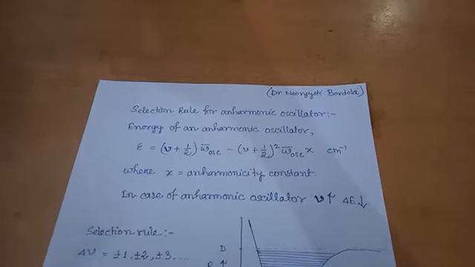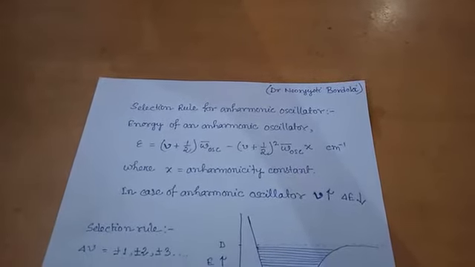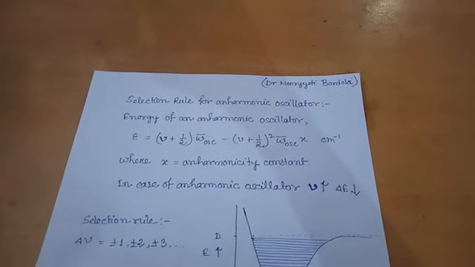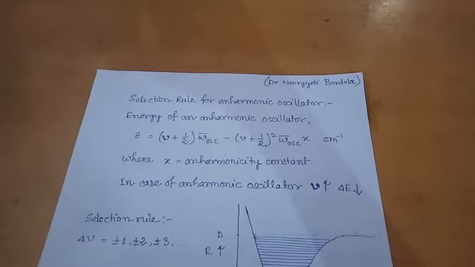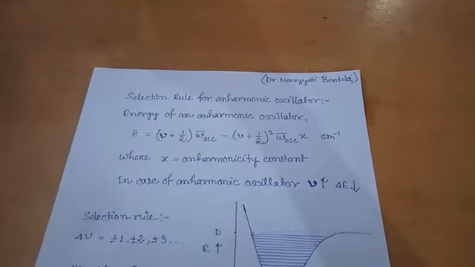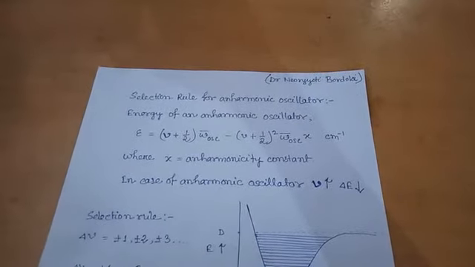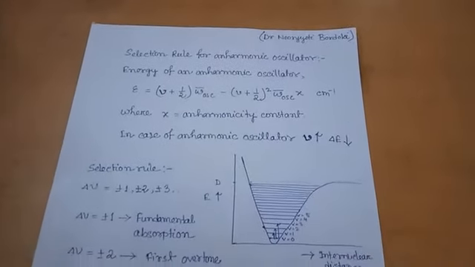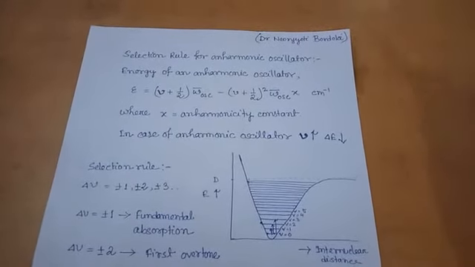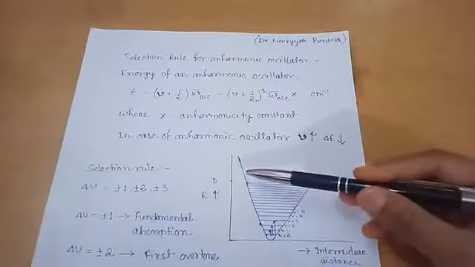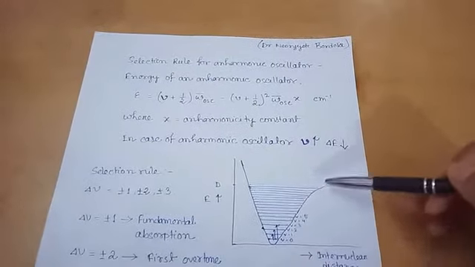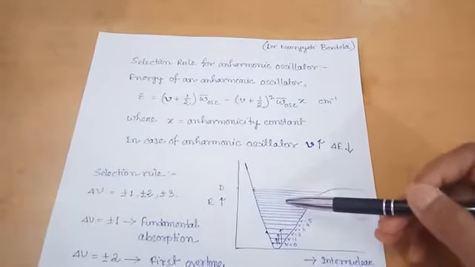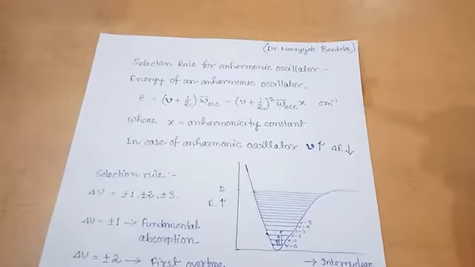First, the energy expression of the anharmonic oscillator is epsilon_v = (v + 1/2) omega-bar_e minus (v + 1/2)^2 x omega-bar_e centimeter inverse, where x is the anharmonicity constant. In the case of the anharmonic oscillator, when the v value increases, the energy difference between the transition levels decreases. That we can observe in the diagram. As the v value increases, the difference in the energy levels decreases.